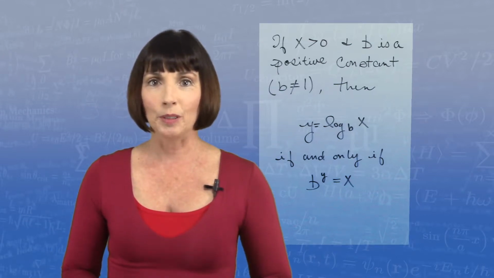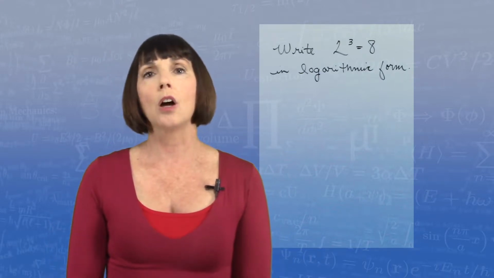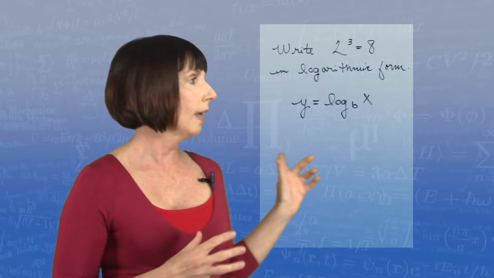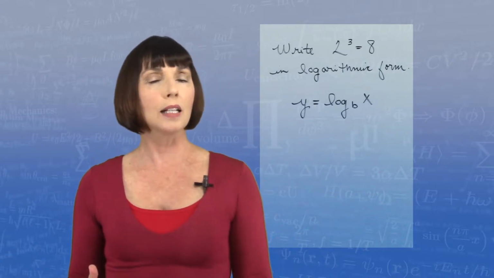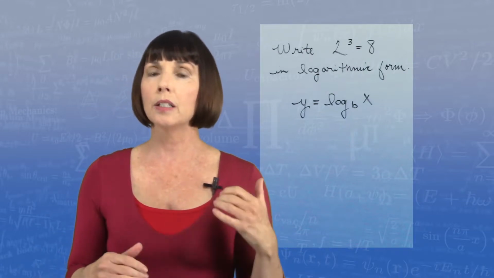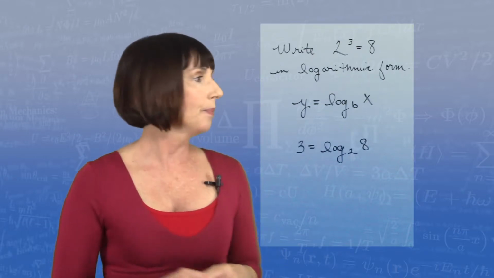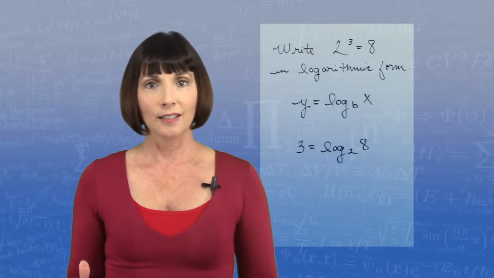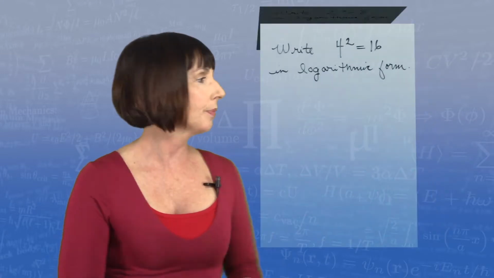Let's look at an example. Write 2 to the power of 3 equals 8 in logarithmic form. Okay, so our logarithmic form is y equals log b of x. B is our base, y is our exponent. So plug them in. Our exponent here is 3 and our base is 2. So we get 3 equals log 2 of 8. That's the logarithmic form. Let's look at another example.